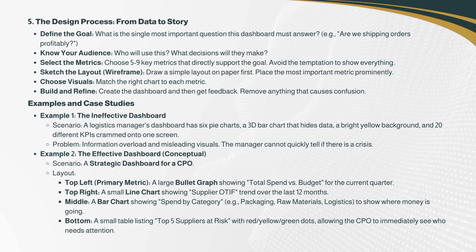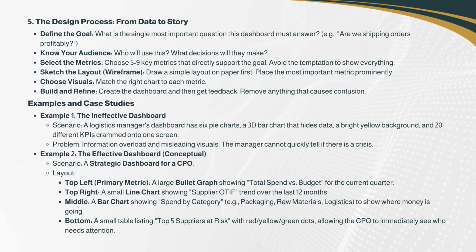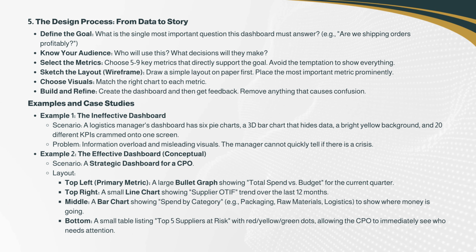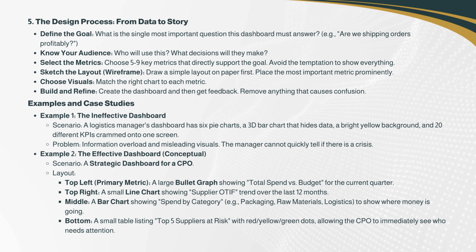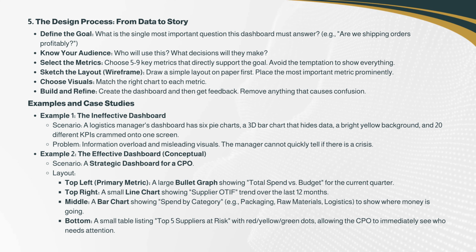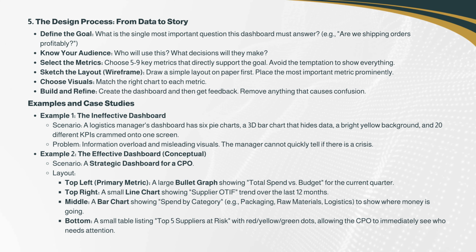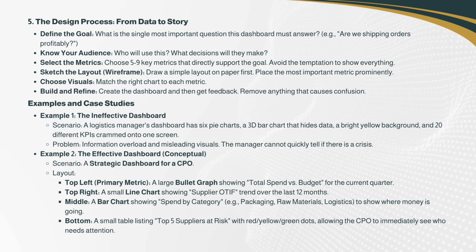Example 2. The effective dashboard, conceptual. Scenario: a strategic dashboard for a CPO. Layout. Top left, primary metric, a large bullet graph showing total spend versus budget for the current quarter. Top right, a small line chart showing supplier OTIF trend over the last 12 months. Middle, a bar chart showing spend by category, e.g., packaging, raw materials, logistics, to show where money is going. Bottom, a small table listing top 5 suppliers at risk, with red, yellow, green dots, allowing the CPO to immediately see who needs attention.